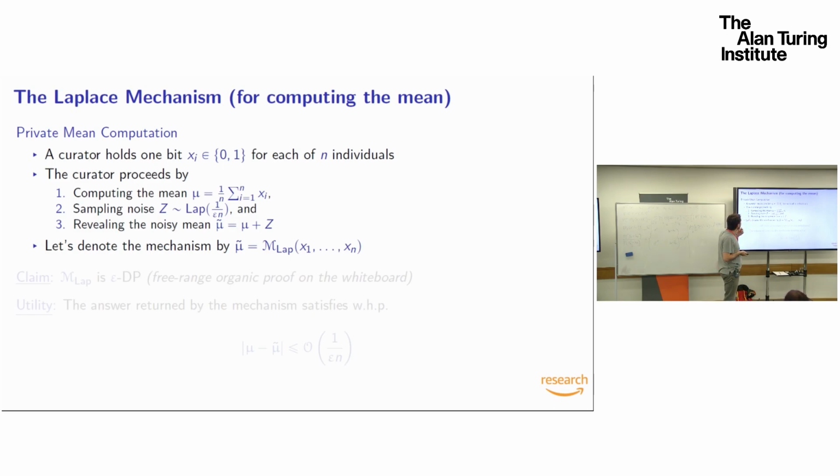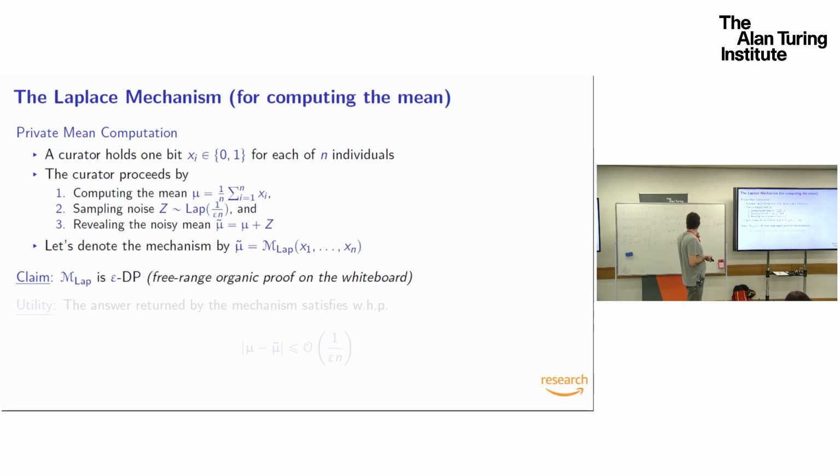So what can the curator do? Well, the curator can compute this average of the xi's, and then add some noise to it. In this case, the noise will come from a Laplace mechanism. So we'll sample z from a Laplace with parameter 1 over epsilon n, and we will reveal this noisy answer, this mu tilde, which is the true average plus this random noise. For further reference, we'll call this mechanism M_Lap. So M_Lap takes x1 up to xn and outputs this noisy average.